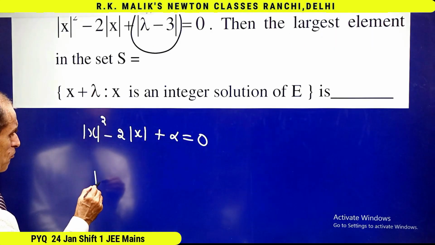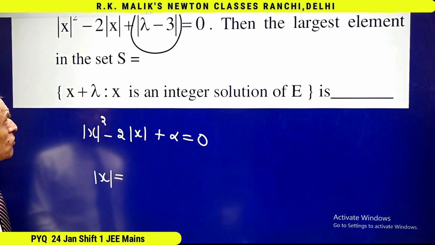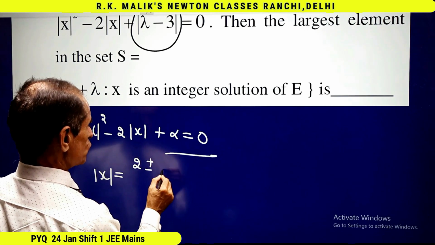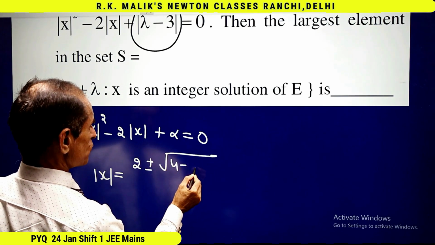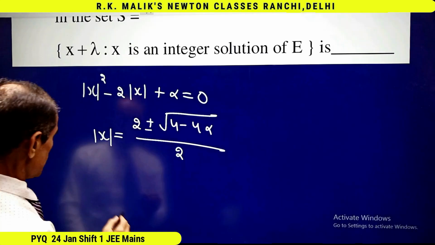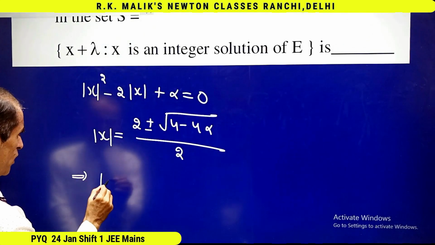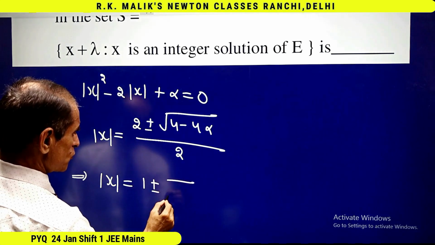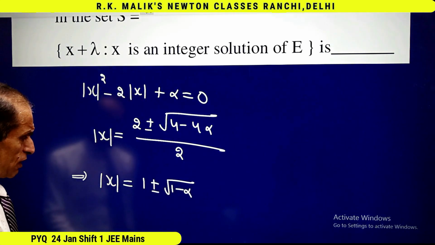And this means mod x is equal to 2 plus minus under root 4 minus 4 alpha by 2. This means mod x equals 1 plus minus under root 1 minus alpha.